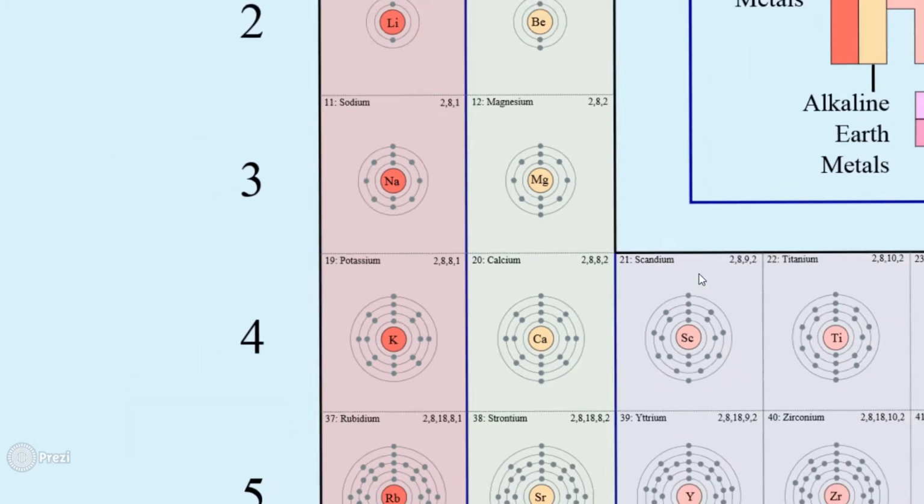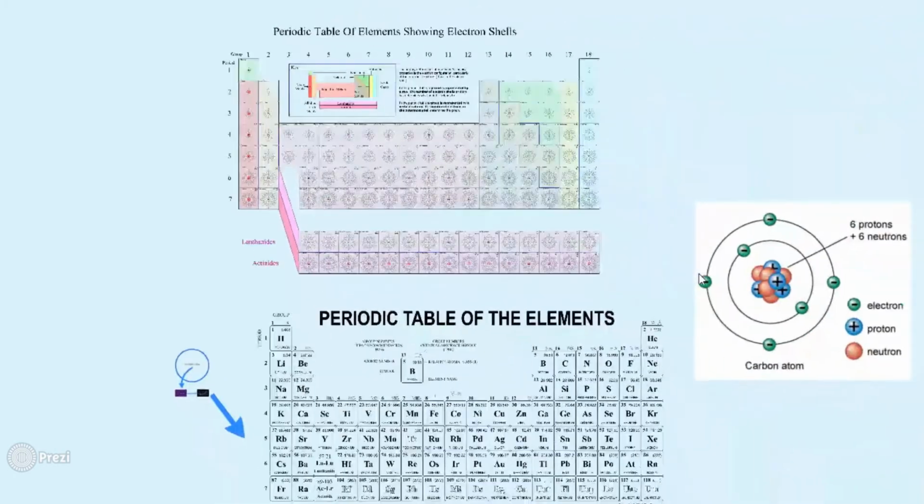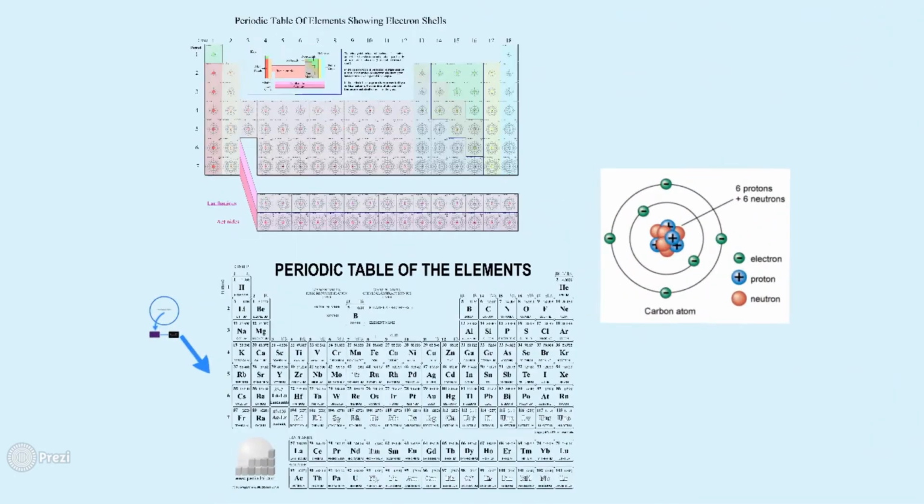The periodic table of elements. Last year, we learned that this is where we find all the information about our elements. We know that each element is a different type of atom. Atoms are comprised of protons, neutrons, and electrons. Protons and neutrons are found in the nucleus of the atom, which is the center, and the electrons are found in shells around the outside.